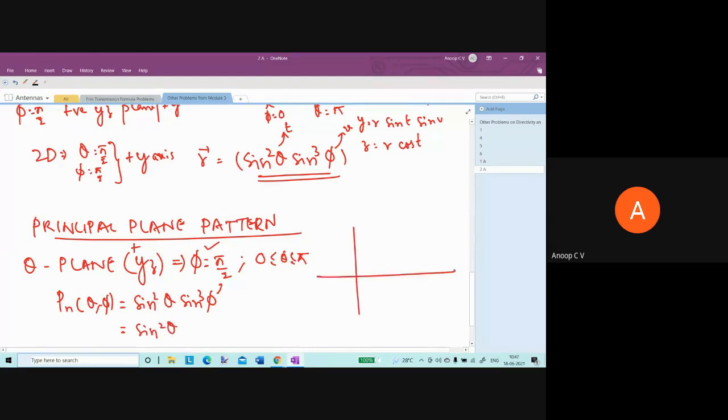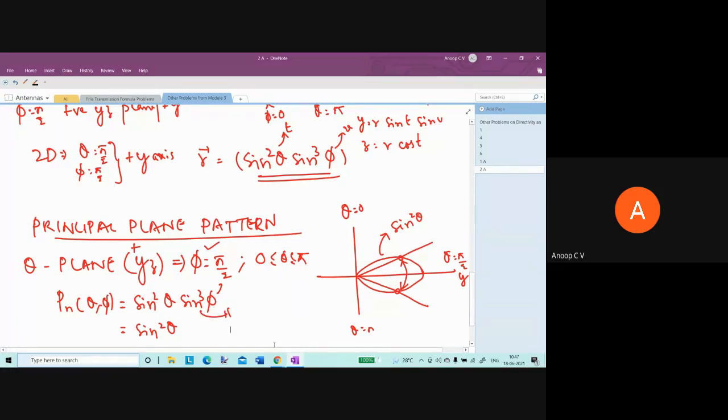I can draw it here. This is theta equal to 0, and this is the y axis. This is theta equal to pi, and this is theta equal to pi by 2. So the maximum will be along theta equal to pi by 2. And you can see the half power points will happen, one here and the other here. The half power beam width is the angular separation between these two. This pattern is the sine square theta pattern, because sine cube phi is 1 for phi equal to pi by 2.